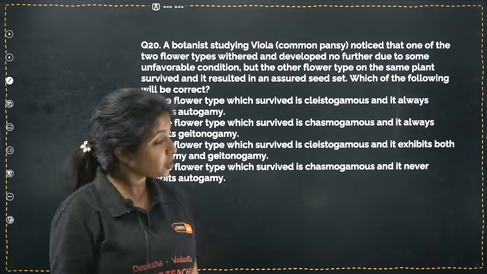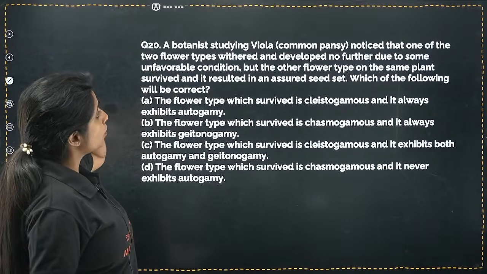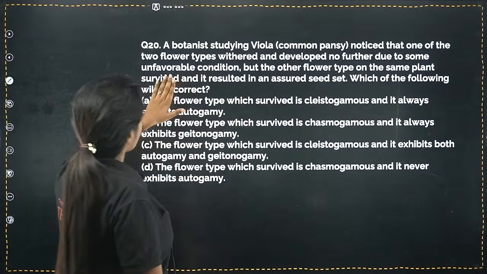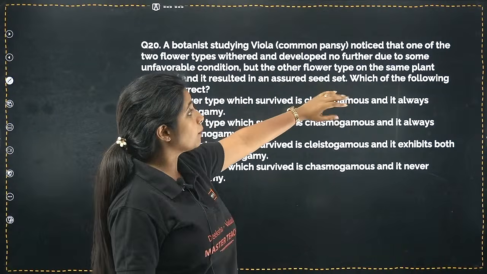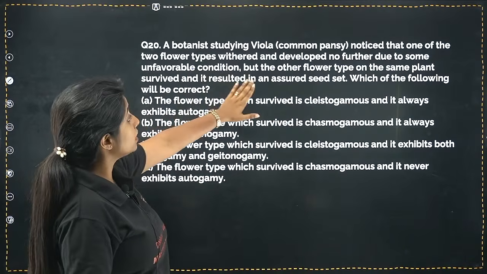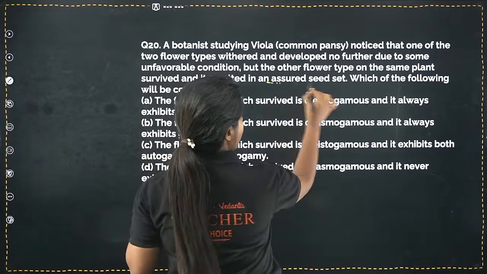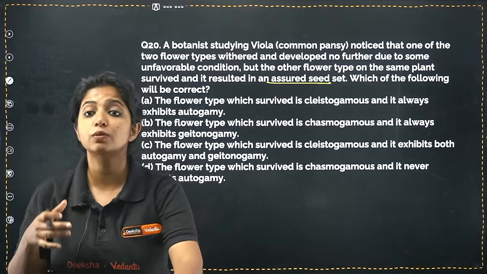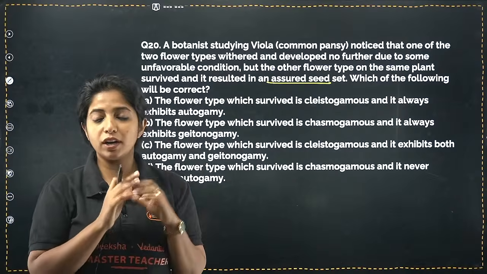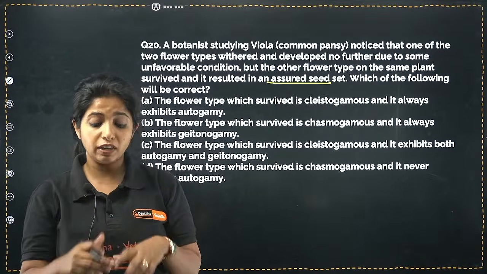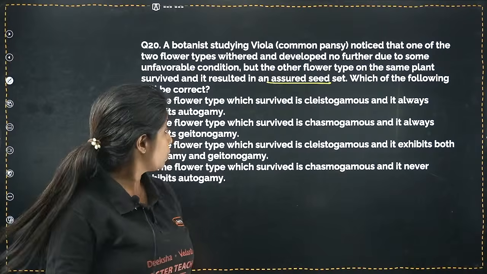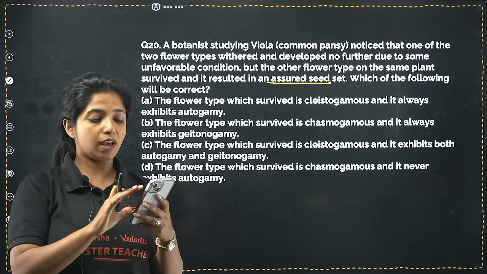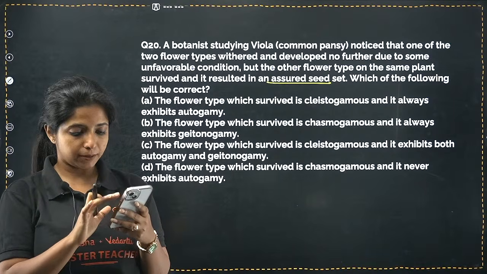Question number 20. A botanist studying Viola noticed that one of the two flower types withered and developed no further due to some unfavorable conditions, but the other flower type on the same plant survived, and it resulted in an assured seed set. Which of the following will be correct? So you have been asked about the other flower which is producing assured seed set. One is not able to survive, but the other one was able to survive. It was able to produce seeds. So what do you think is the answer for this particular question? And you can expect a question coming from cleistogamy and chasmogamy and stuff like that.